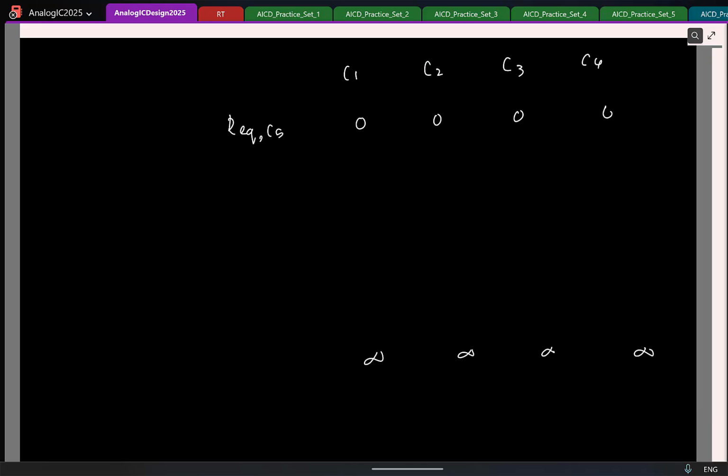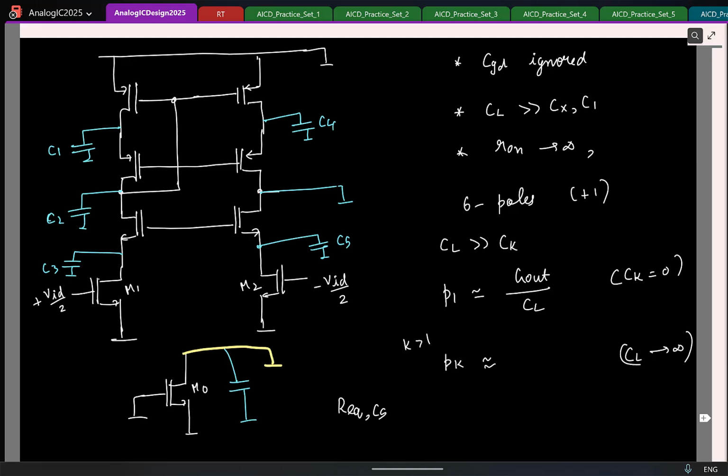And again, if you want, you can sit and do it. If you do it, it turns out roughly they are uncoupled. So you can roughly write the pole location as the conductance at that node by the capacitance at that node.